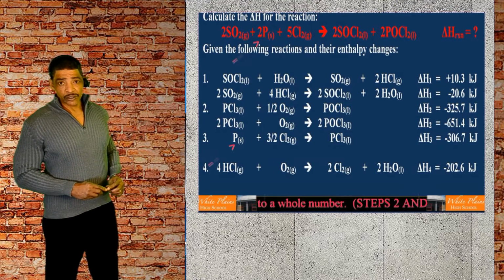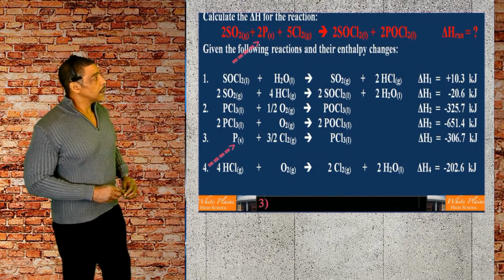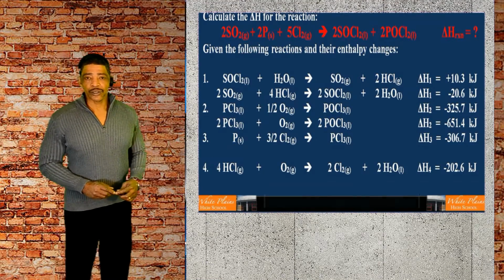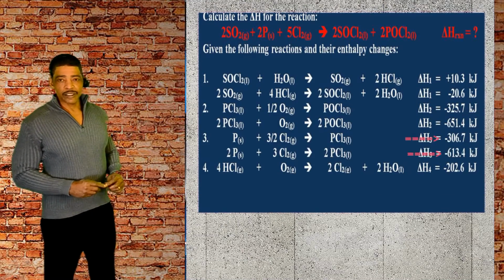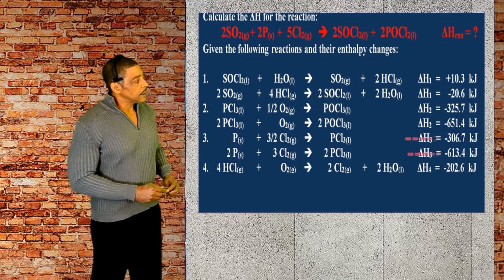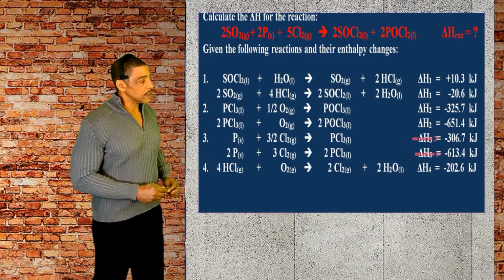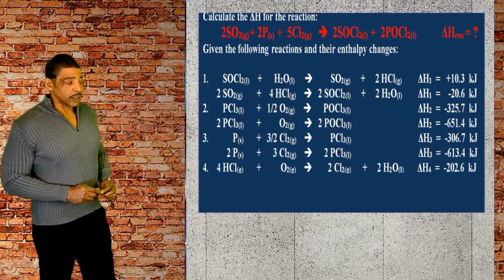In step 3, solid phosphorus appears on the reactant side. This matches the original equation. However, in the original equation, 2 moles of solid phosphorus is consumed. Therefore, step 3 must be doubled. And the delta H value now goes from negative 306.7 to negative 613.4.